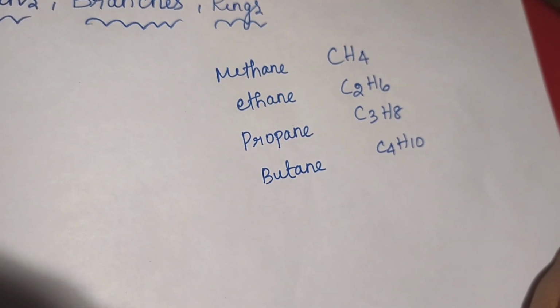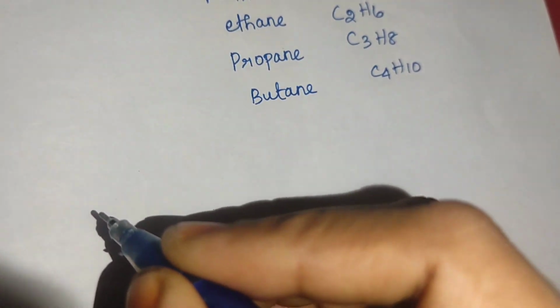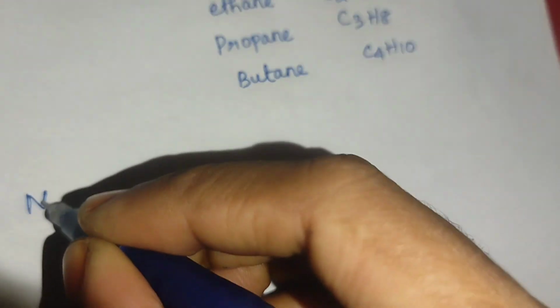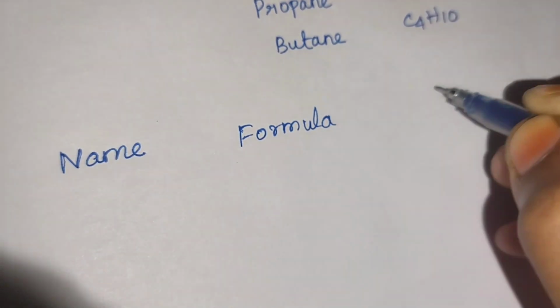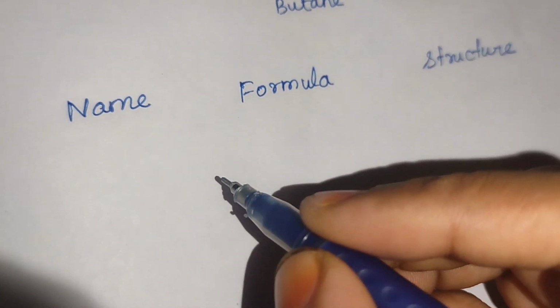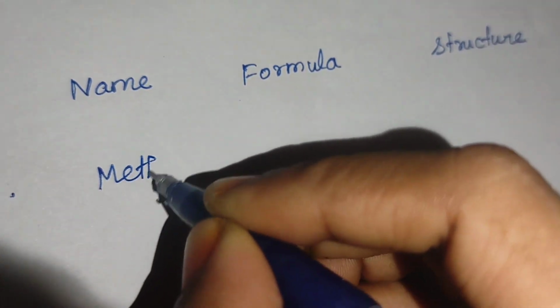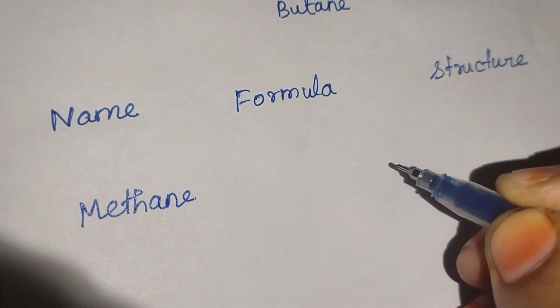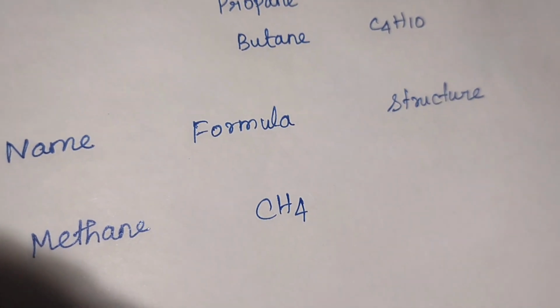Now we are going to see the structural formula for these. So I'm going to write one tabular column. Here, name of the compound, formula of the compound, and structure. So first one, what will we take? Methane. What is the formula for methane? CH4. Now write the structure.